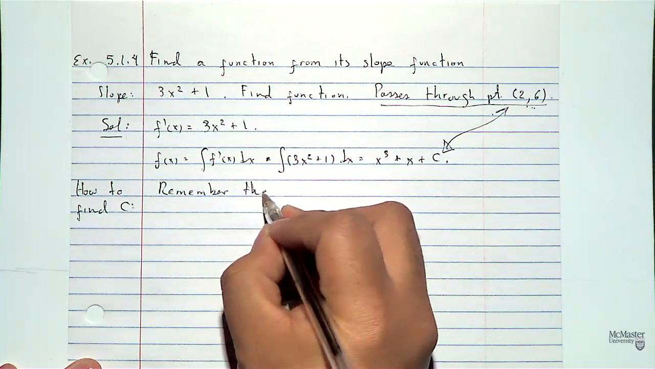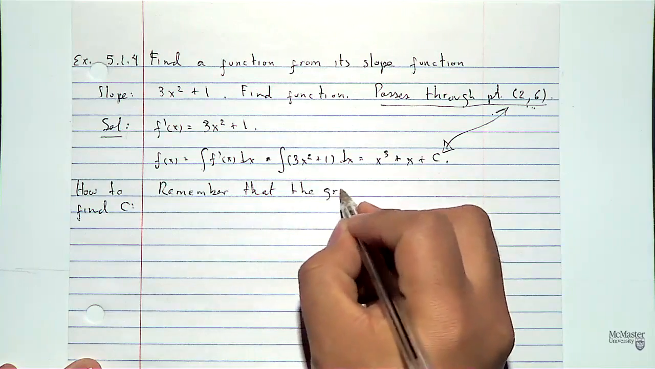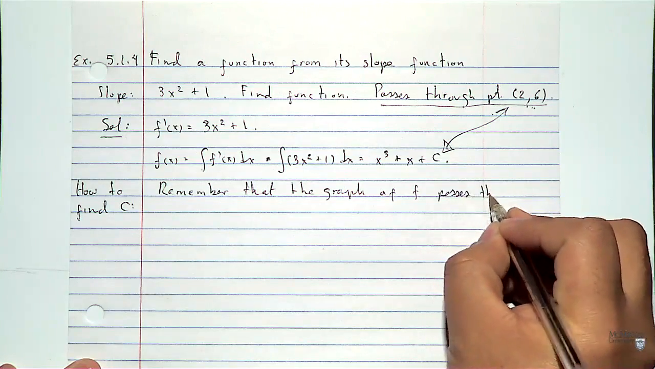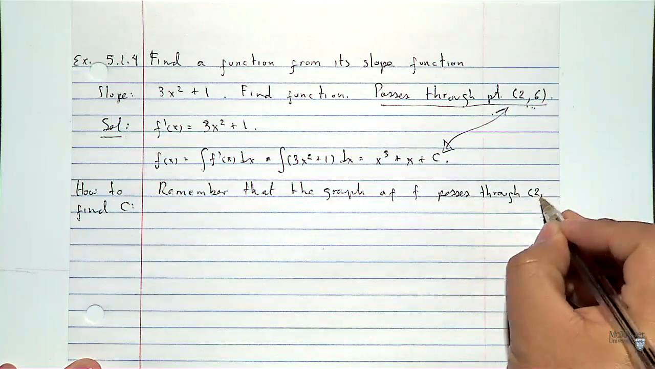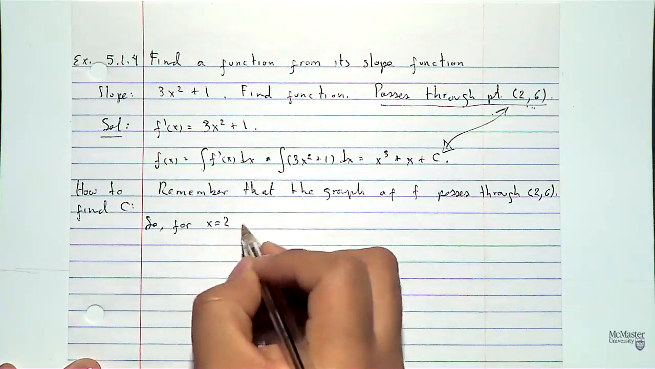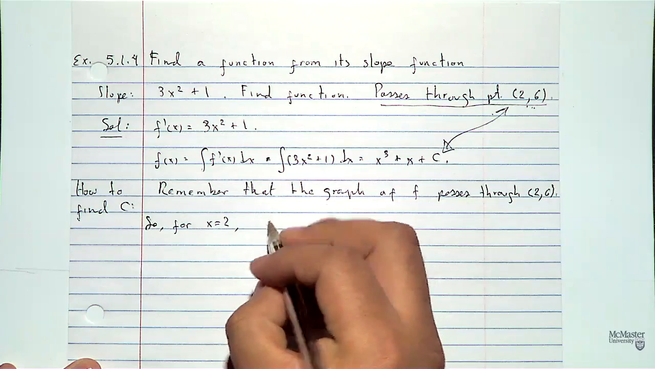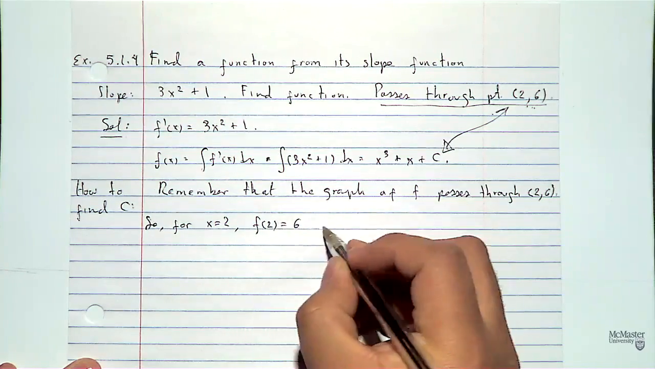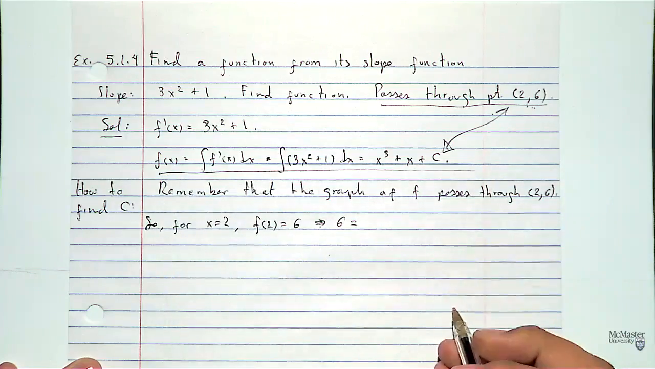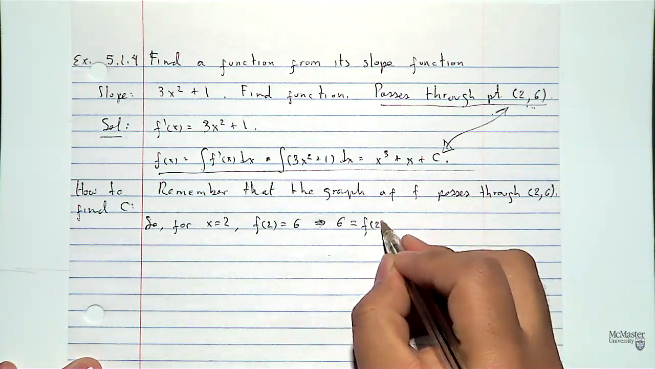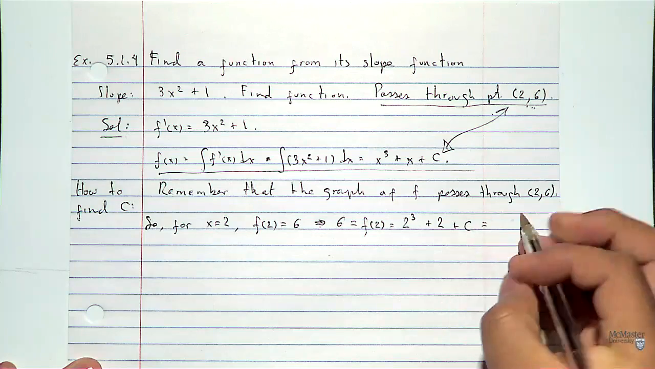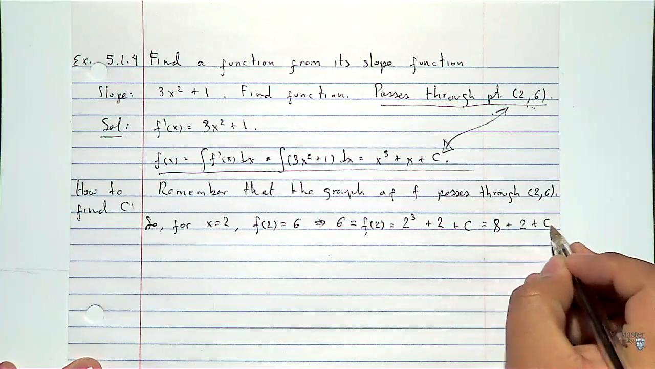you have to remember that the graph of f passes through the point (2, 6). So for x equal to 2, what you know is that f of 2 is equal to 6, and therefore if you substitute in the function that you have obtained so far by integration, 6 is equal to f of 2, which is 2 cubed plus 2 plus c. So you have 8 plus 2 plus c.